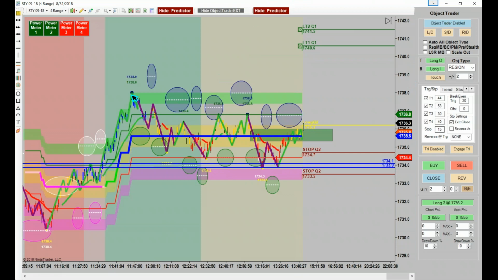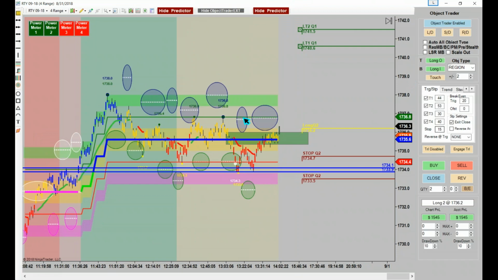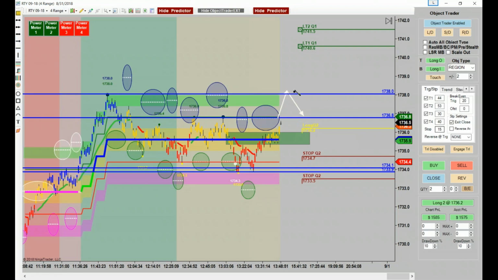I'll draw the lines. All right, so got a lot of resistance right here, so draw your line. If they do this, and if they do this, and if they break above this, and they do this, and this, wouldn't those be two trades to look for? Let's see if anything like that happened.